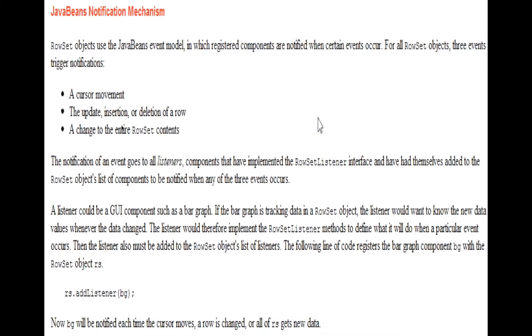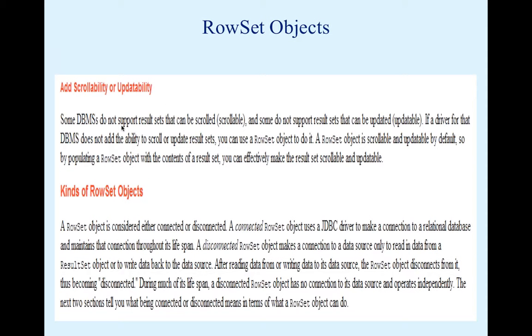Row set objects add scrollability or updatability. Like we saw, it behaves like beans, and it has scrollability and updatability. What is it? Some DBMS do not support result sets that can be scrolled, and some do not support result sets that can be updated. If a driver for that DBMS does not add the ability to scroll or update result sets, you can use a row set object to do it.